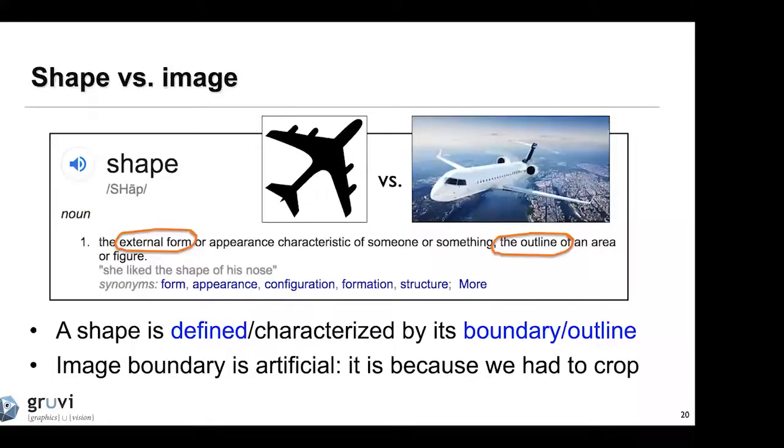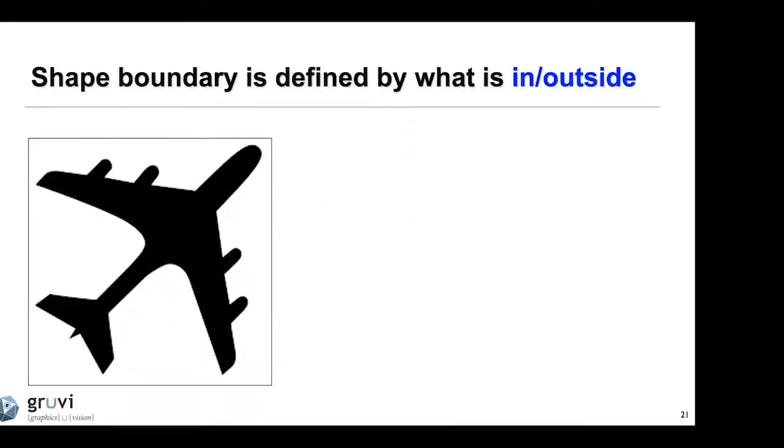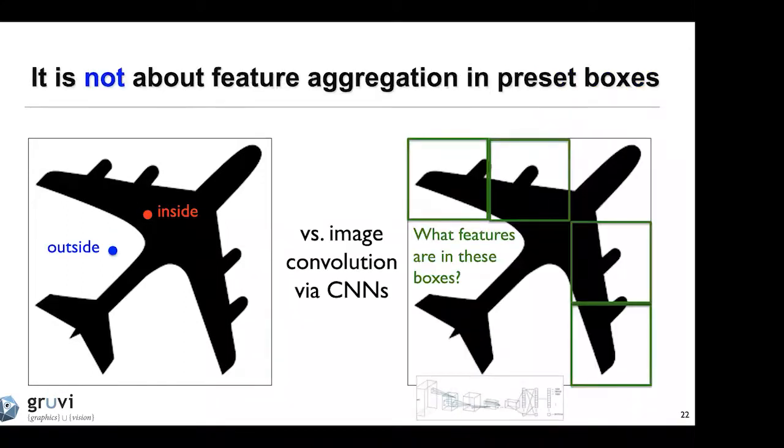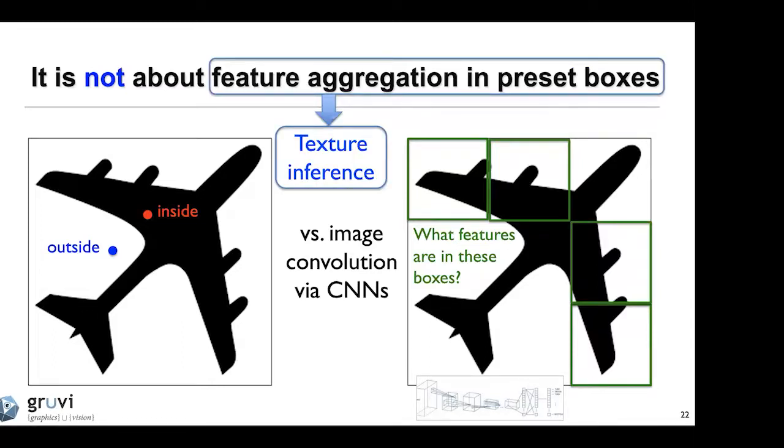Now, then the shape really is defined or characterized by its boundary, or outline. Well, you say, images have boundaries as well, but the image boundary is actually artificial. The images have boundaries only because we have to crop, right? That boundary is always rectangular. So it's a different thing. So now if you agree with me that shapes are about what the boundary is, then the shape boundary is defined by what's inside and outside, right? So this is inside, that's outside. And it's not about feature aggregation in these preset boxes, which you would use for a classical CNN. This feature aggregation in preset boxes is actually about texture inference, right? So I see there's a distinction.